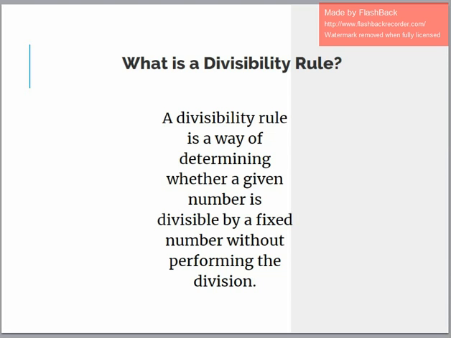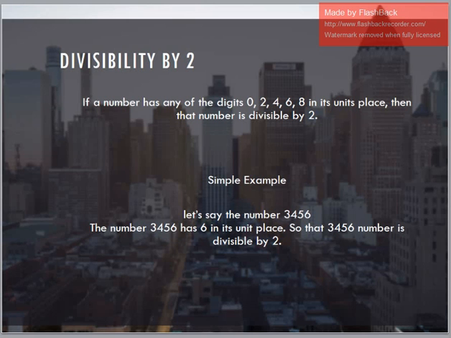So, for example, naisip mo, number 20, is it divisible by number 2? Or 50, is it divisible by 5? Malalaman natin yan in a bit. So, stay tuned lang kayo. In-explain lang natin kung ano ba talaga tong divisibility rule. So, let's proceed.